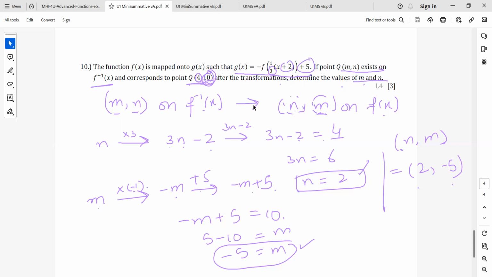How did you get this, the multiplication by 3 and minus 1? Where did you get this from? Okay, because you know that this 1 by 3 is always reciprocal, so it's going to be multiplied by 3 over here. And this negative works on the y-axis, so it's going to work over here, minus 2.